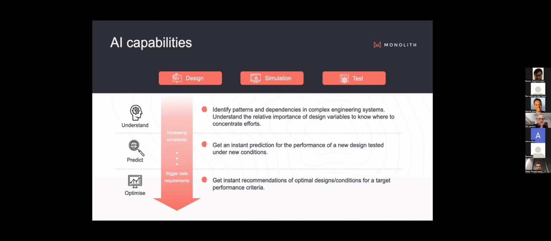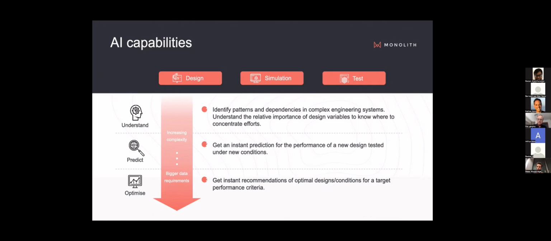And then stepping on from that, being able to use AI to predict the outcome of design changes on the real world performance of a particular product. And then at the end of the day, most engineering companies care about being able to find optimal design configurations that fit the constraints and performance criteria that they require.